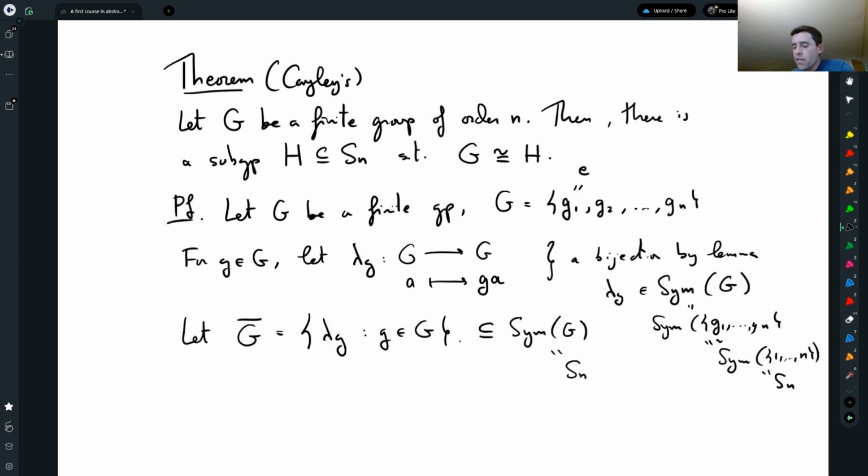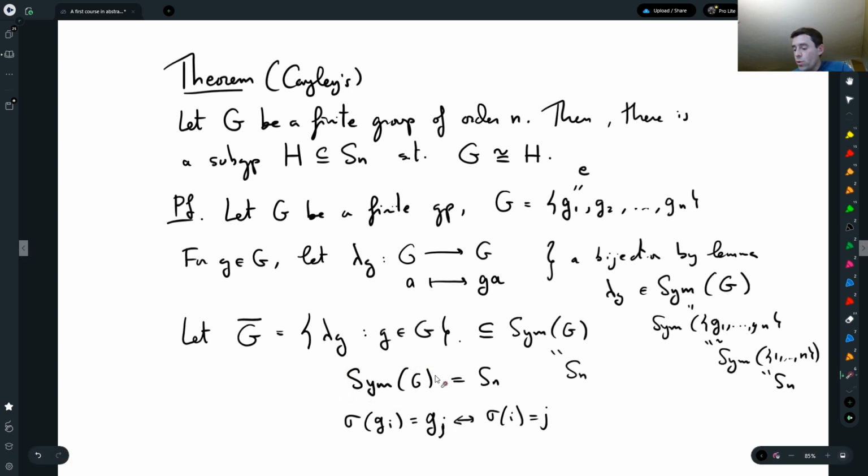Okay, the identification being, so this is identified with Sn: if sigma sends Gi to Gj, then we have a sigma here that sends i to j. So that identification, just the ordering of the elements, gives you what is happening to the letters 1 through n. So that's how we identify the symmetric group of G with Sn. And similarly, G bar is going to be, for the time being, a subset of the symmetric group of G. So it's a subset of Sn.